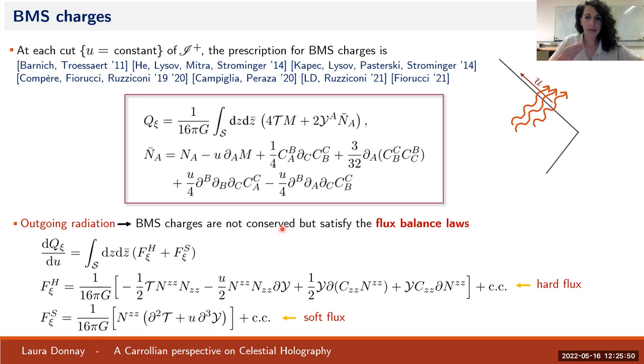Yes. So it's following the nomenclature that Andy Strominger introduced, in the sense that this soft flux is related, once you do the mapping between the BMS language and the quantum field theory language in terms of creation and annihilation operators, to the insertion of a soft, so zero energy, graviton.